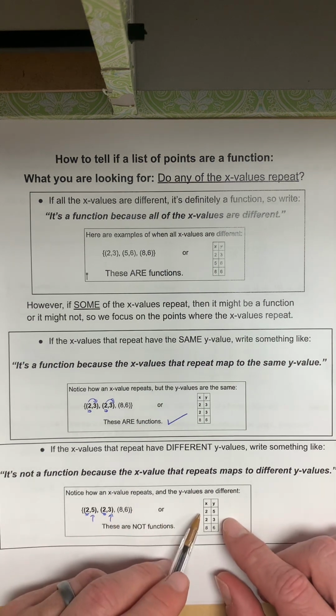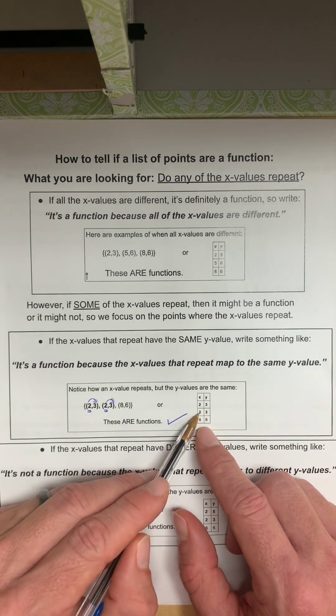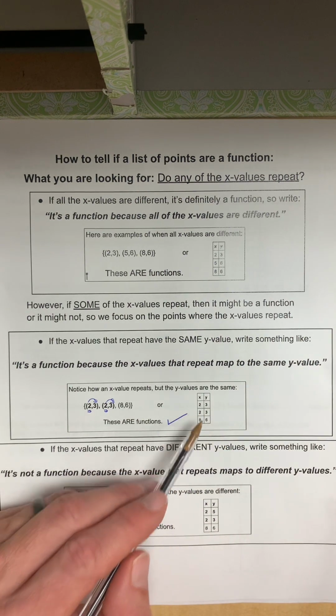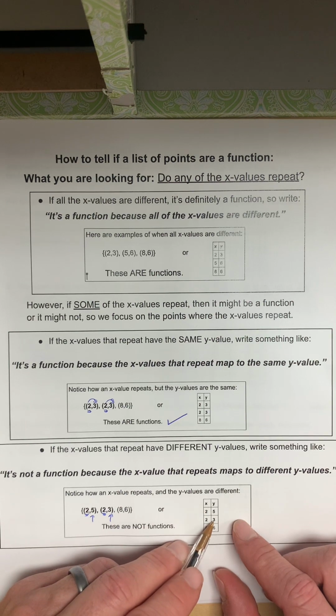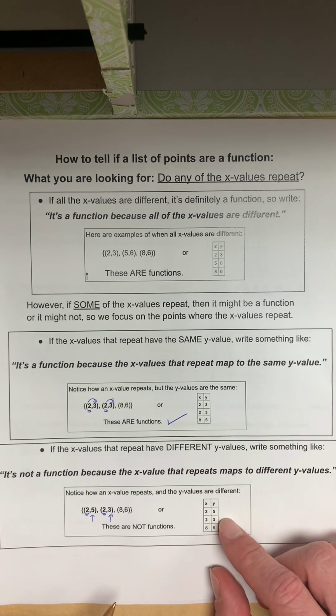Let's take a look at what it would look like in the table. So again, up here, the x's are the same, but so are the y's. Not a problem, still a function. But over here, we look and the x values repeat, but the y values were different each time. Again, this is what you're looking at that makes you say, that's not a function.